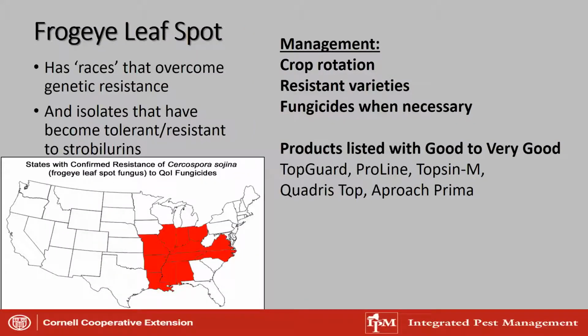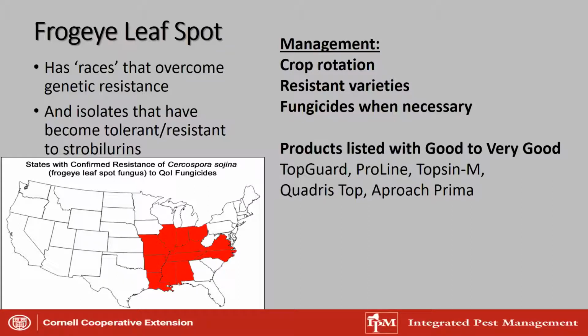Another issue with frog eye is that, like many of our pathogens, it has developed races, and they are starting to overcome the genetic resistance within soybeans. So soybeans you'll see in the seed catalogs will come with frog eye leaf spot resistance ratings, but those might be for, say, race 2 of the pathogen. And meanwhile, if you get a breakthrough, it might be because you have a race other than race 2 in your field.